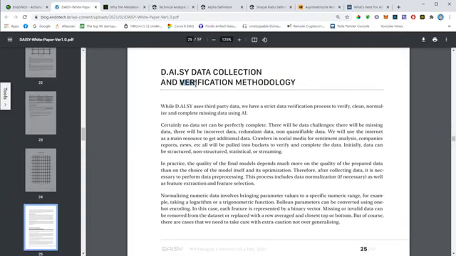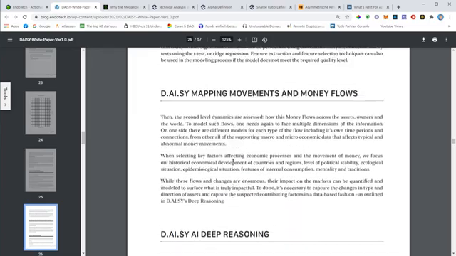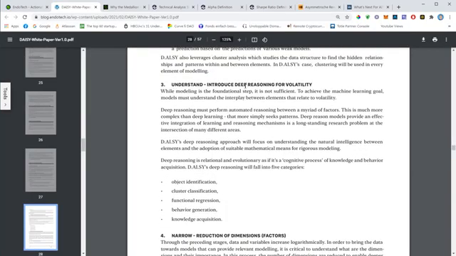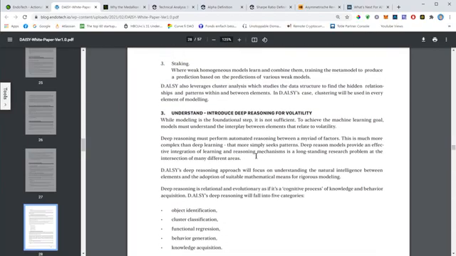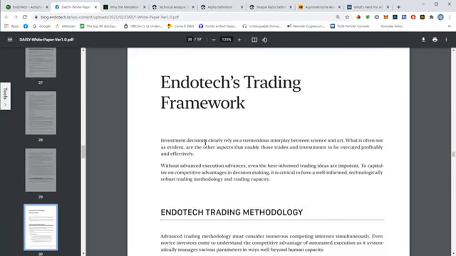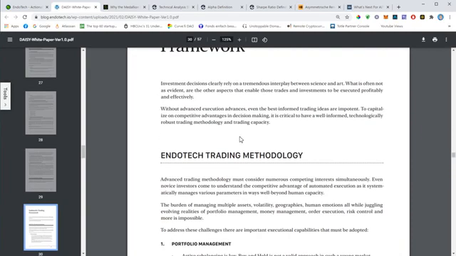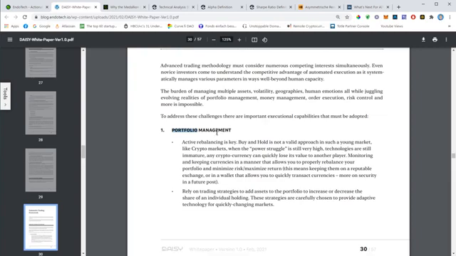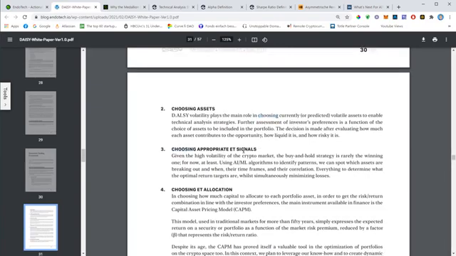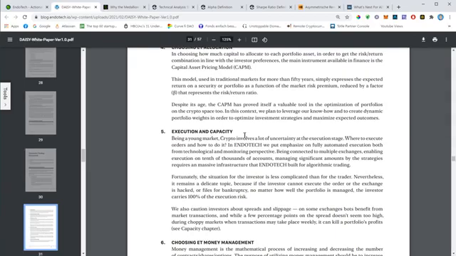So this basically describes the data collection and the verification of the data, and this is all very technological. If you guys have time, just have a read through it. Deep reasoning for volatility, that's an important element. And so on. So what else do we want to discuss? The trading framework, the trading methodology. They will talk about the portfolio management, talking about buy and hold, which is not a valid approach in such a young market, especially crypto markets. Choosing assets, choosing appropriate signals, choosing allocation, execution and capacity.